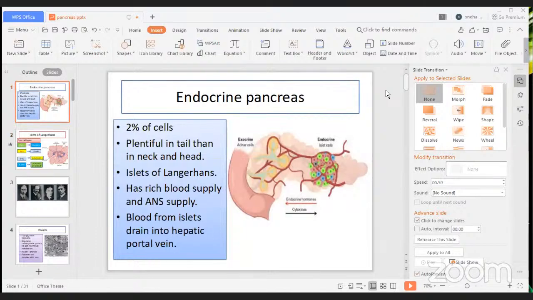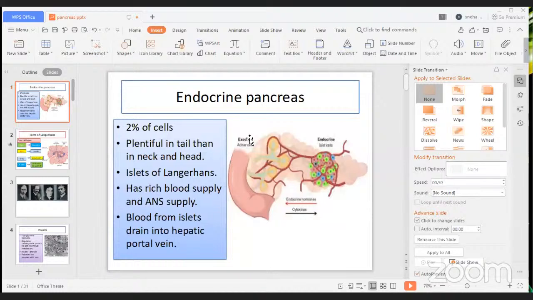The pancreas is located in the C of the C-shaped curve of the duodenum, and it has got a head, neck, body, and a tail. It has got both endocrine and exocrine function, but today we are going to discuss the endocrine functions of the pancreas.